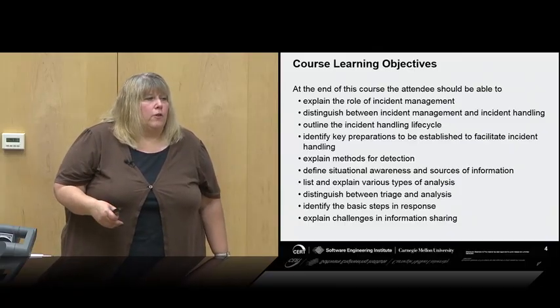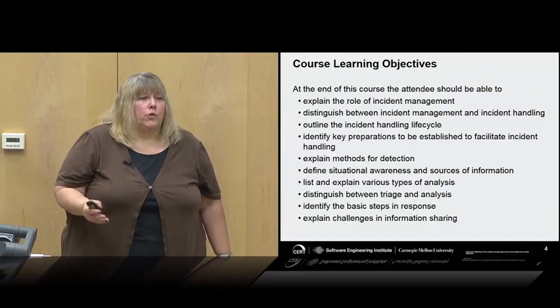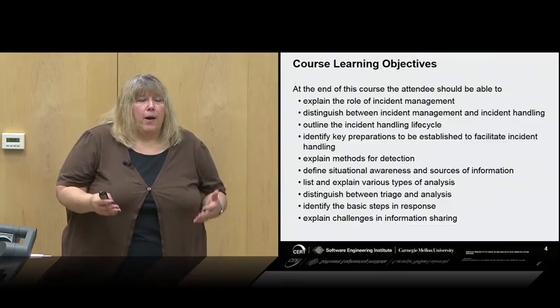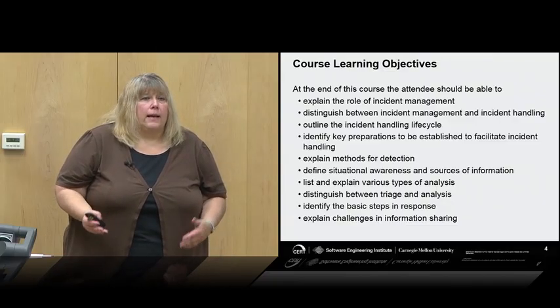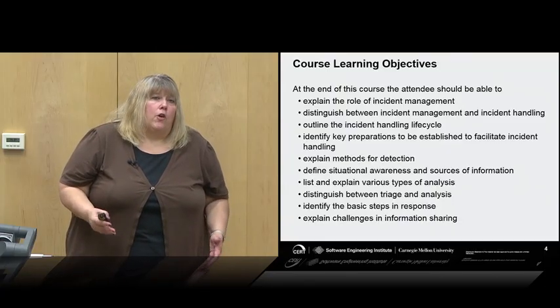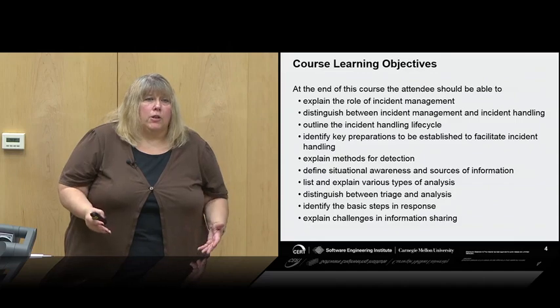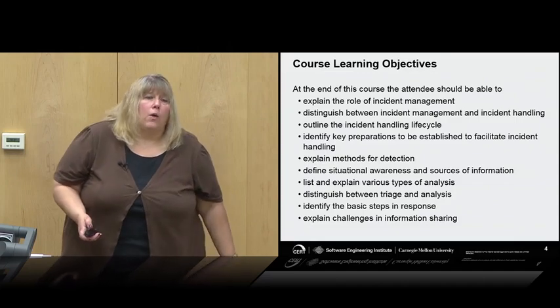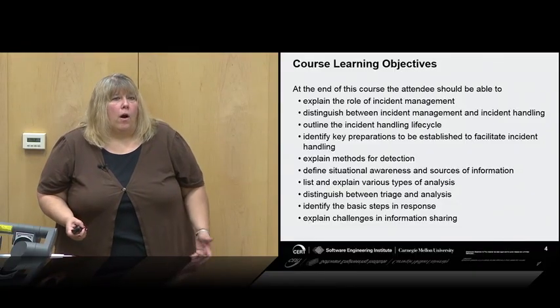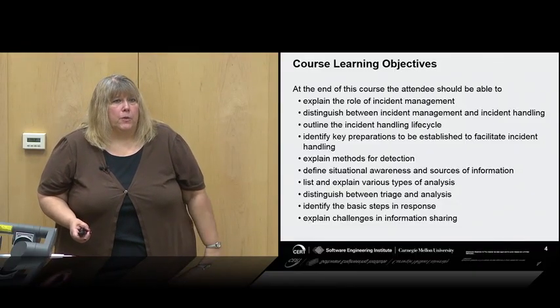We'll also talk about the first step in analysis, which is triage, which is really taking a look at what's coming in and prioritizing, categorizing, and assigning things in a rapid manner to ensure that those priority and urgent matters are handled quickly and responsibly. And we'll take a look at what are the various steps in response.